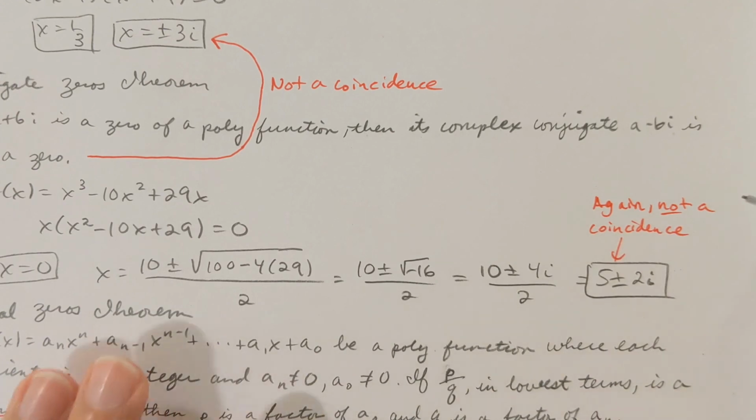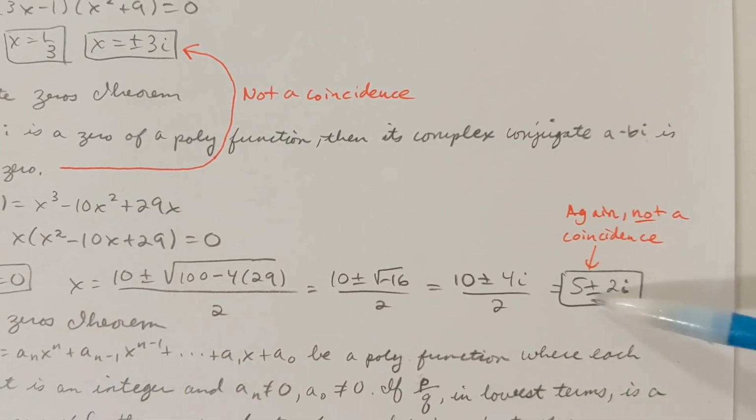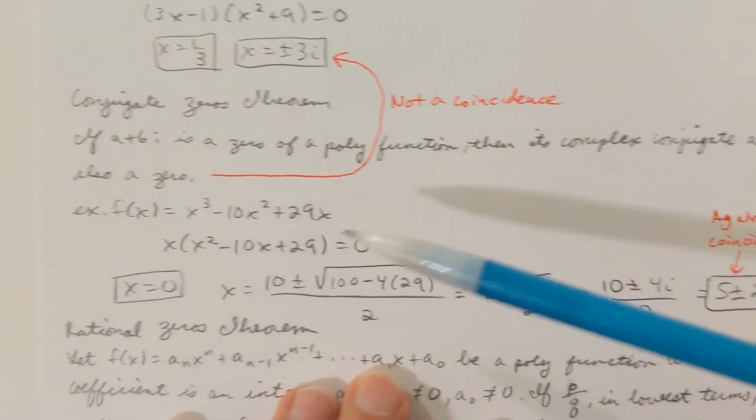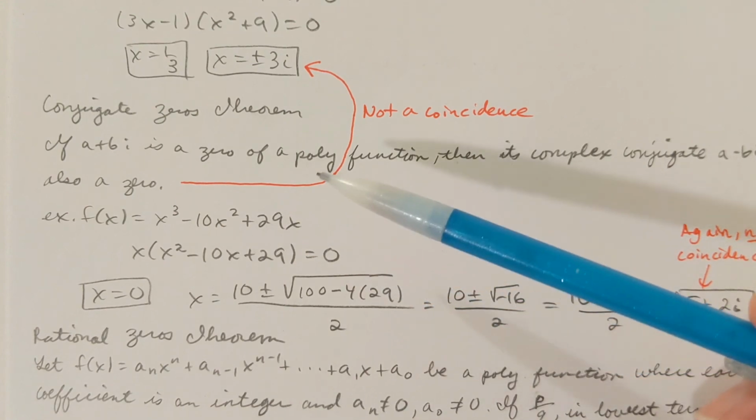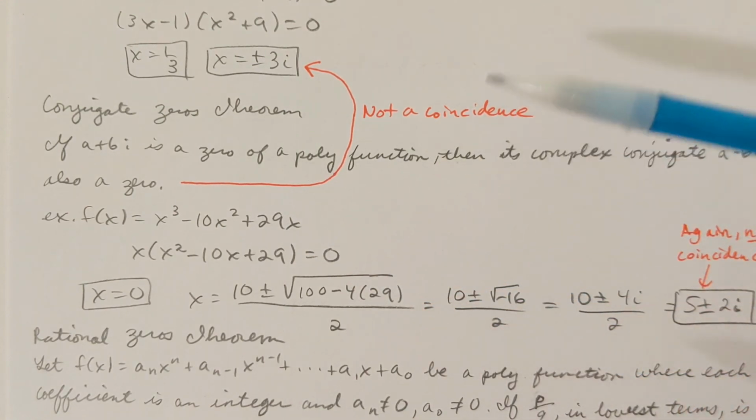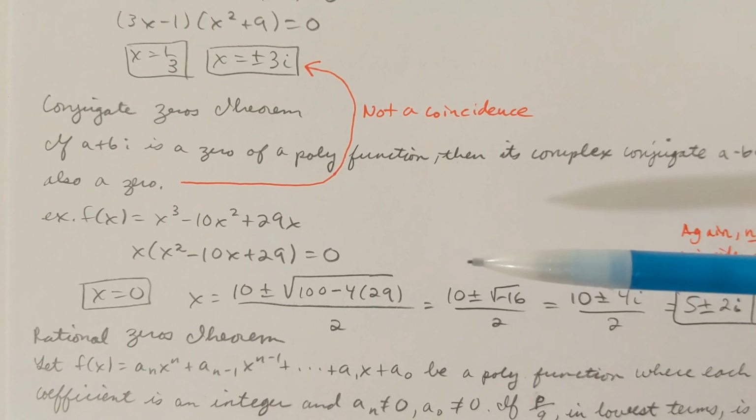Again, it's not a coincidence why these two numbers are there. 5 plus 2i is there, and 5 minus 2i is also a zero. So consider the conjugate zeros theorem as a possibility whenever you're asked to identify zeros of a function. And we'll go ahead and stop right there.